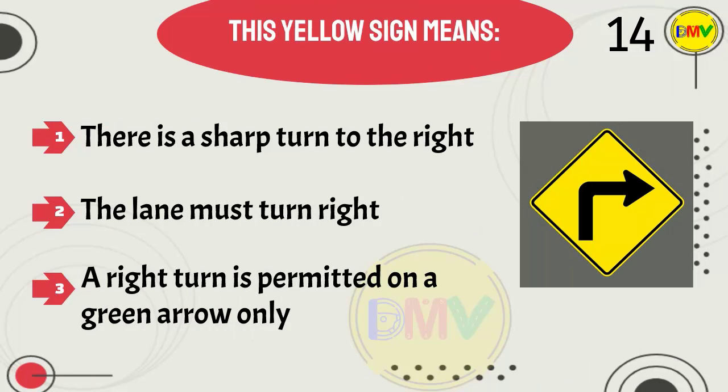The question 14. This yellow sign means 1. There is a sharp turn to the right. 2. The lane must turn right. 3. A right turn is permitted on a green arrow only. The correct answer is 1. Some warning signs have a fluorescent yellow-green background. These signs warn of upcoming conditions, including roads with curves and sharp turns.